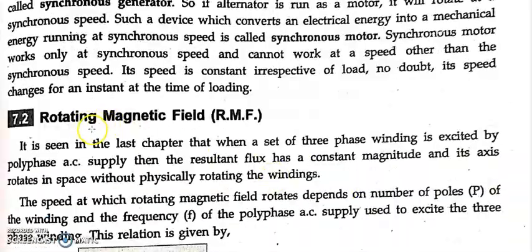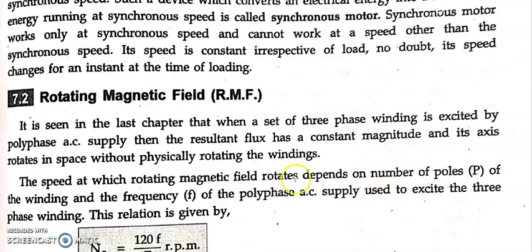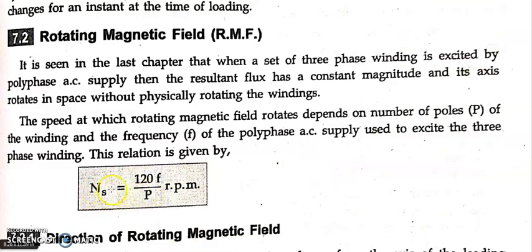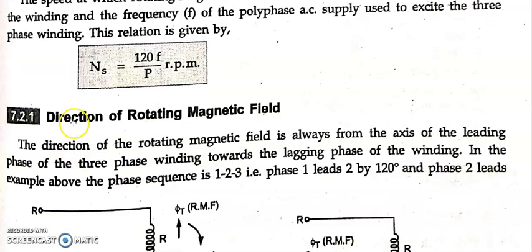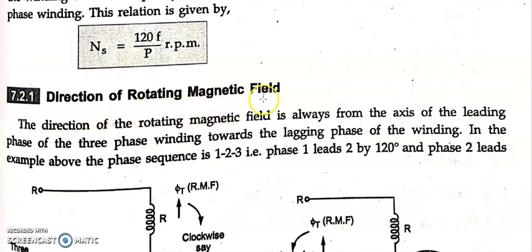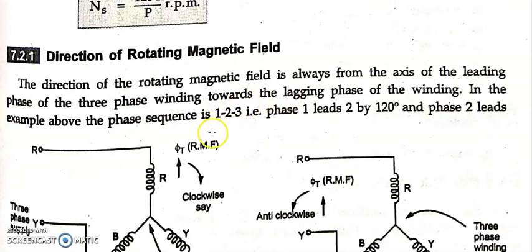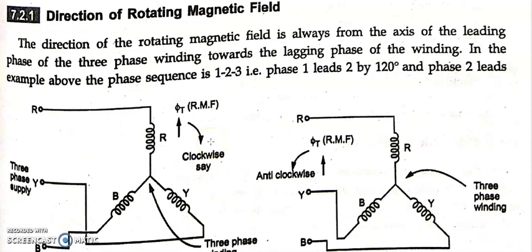And again we know what the RMF is, the rotating magnetic field, which is present in the stator part. It always has a constant magnitude and rotates in the space of the stator. Again we know there is a relation for synchronous speed, Ns equals 120 f by P, so synchronous speed depends on the frequency as well as the number of poles. Now, how can the direction of the rotating magnetic field be changed? It depends upon the phase sequence.